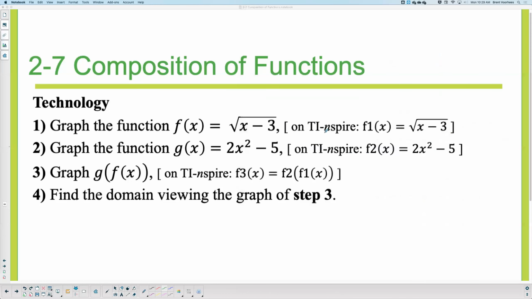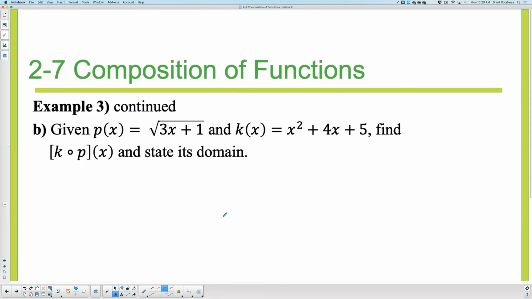And you can do it on Inspire. I told you what to do here. Instead of titling f and g, you call it f1 and f2. And then here you'd say f3 equals f2 of f1 of x. Make sense? Yes, no? Yep.